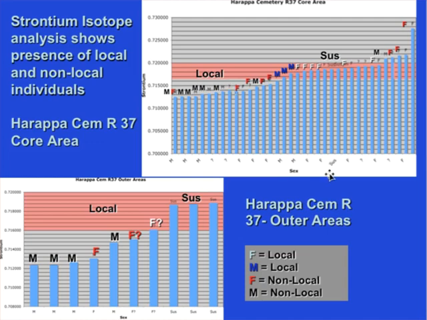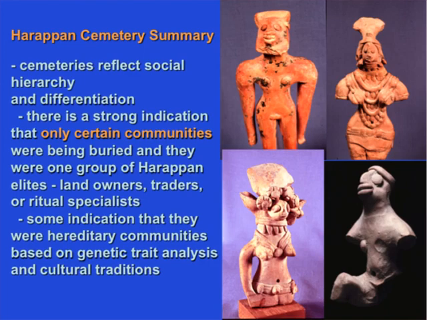So this indicates that Harappan cities were places where people from outside regions of the Indus Valley, within the Indus Valley, but not from Harappa, were coming and moving and interacting and intermarrying. More studies of this type need to be done in order to better understand migration patterns and movements of people and exchanges across the greater region.